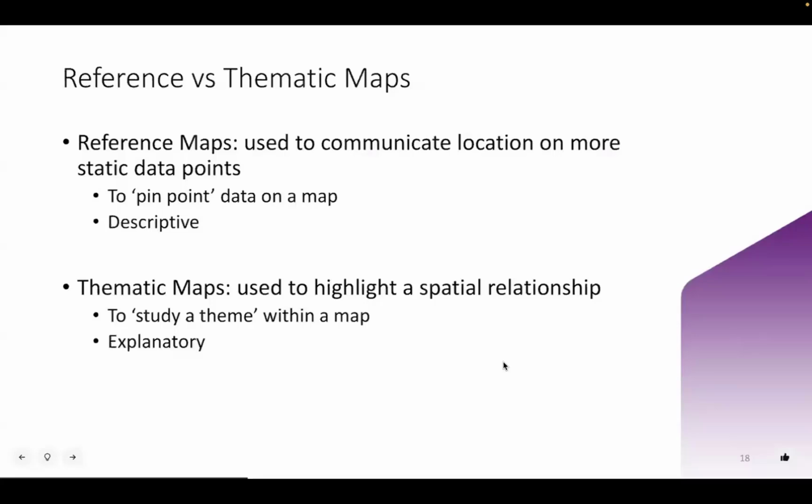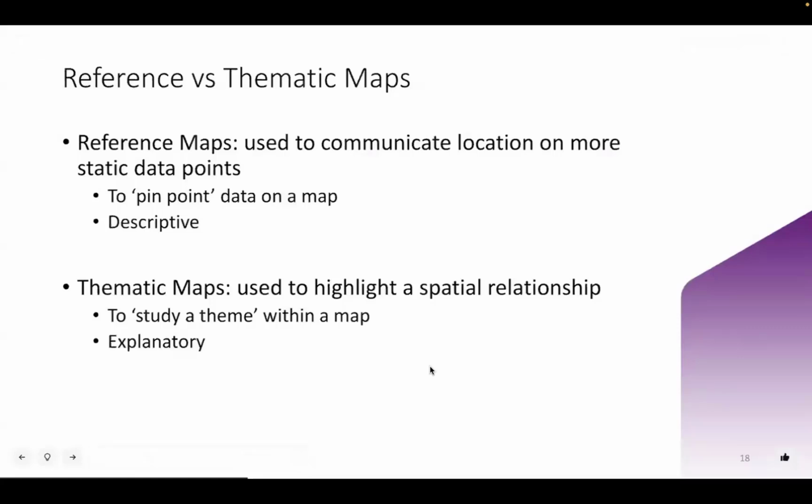On the other scale, we have something called thematic maps, and these are used to highlight a spatial relationship, i.e. to study a theme within a map. And this is where we start to become much more explanatory. This is where we're looking for things that we can't see with our eyes. We're looking at themes that are hidden within the environment.